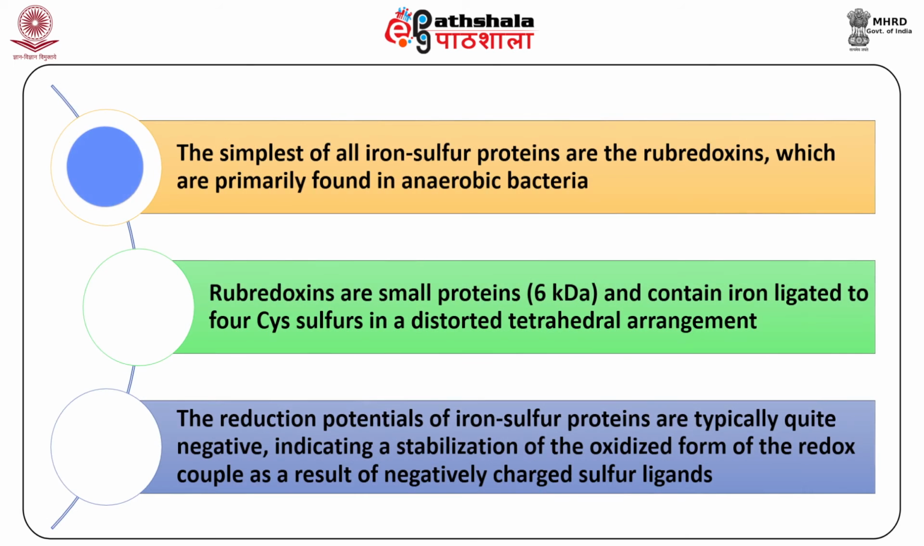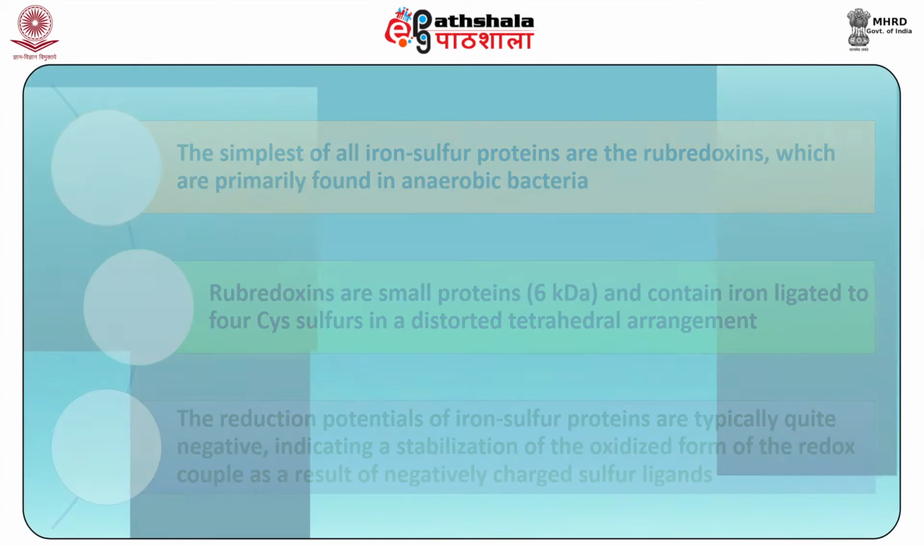The simplest of all iron sulfur proteins are the rubredoxins, which are primarily found in anaerobic bacteria. Rubredoxins are small proteins, approximately 6 kilodaltons, and contain iron ligated to 4 cysteine sulfurs in a distorted tetrahedral arrangement. The reduction potentials of iron sulfur proteins are typically quite negative, indicating a stabilization of the oxidized form of the redox couple as a result of negatively charged sulfur ligands.